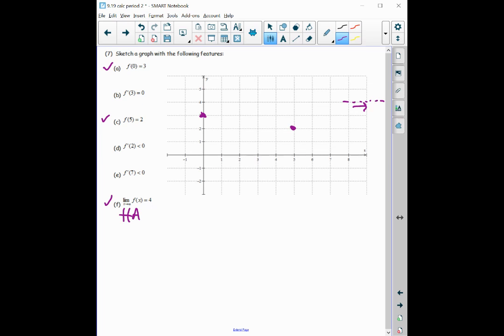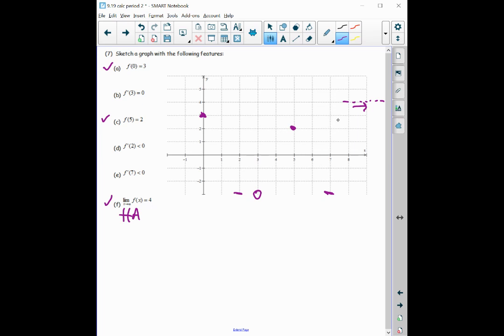Okay, let's see what else we know. f prime of 3 is 0. Now I'm going to make some notes over here because all of the rest of these have to do with slopes. Now that I have my skeleton, I'm going to write some notes. f prime of 3 is a 0 slope, so I know it's flat. f prime of 2 is negative, so here we have a negative slope, and f prime of 7 is a negative slope. So wherever I'm at 7, I have to be decreasing.